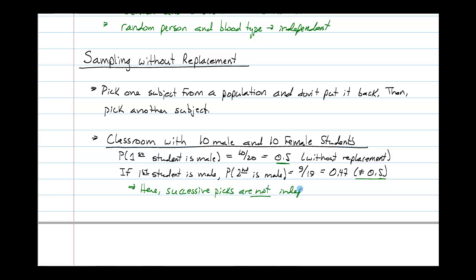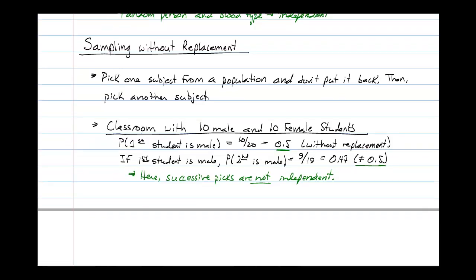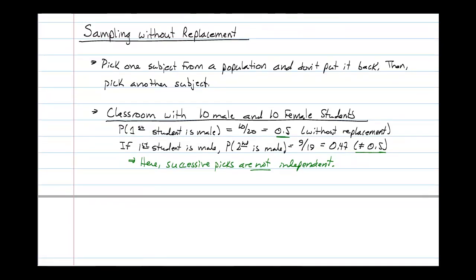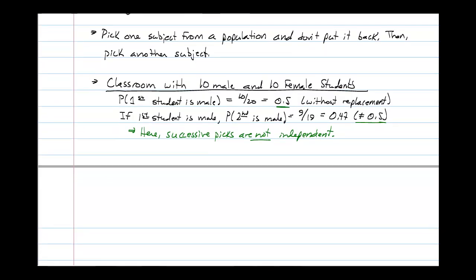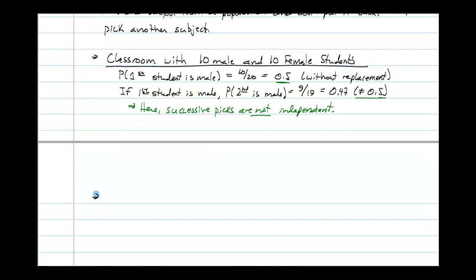Pretty soon we'll learn some notation that helps us summarize this in a faster way. But our picks are not independent because what happened? The probabilities changed. So for a very small population, sampling without replacement basically leads to events that are not independent because one influences the other. The probability changes. Now let's go ahead and look at another example where we have a much larger population. So let's look at the entire United States.